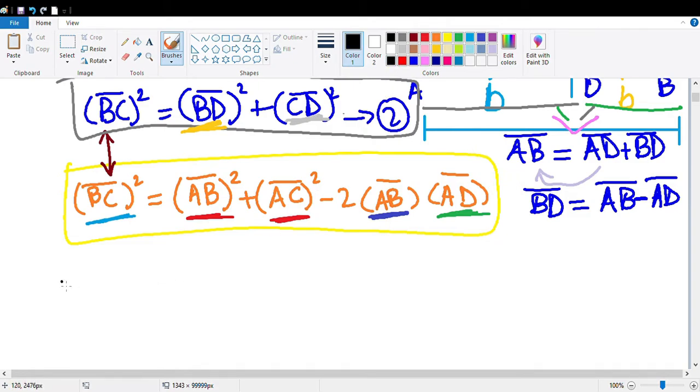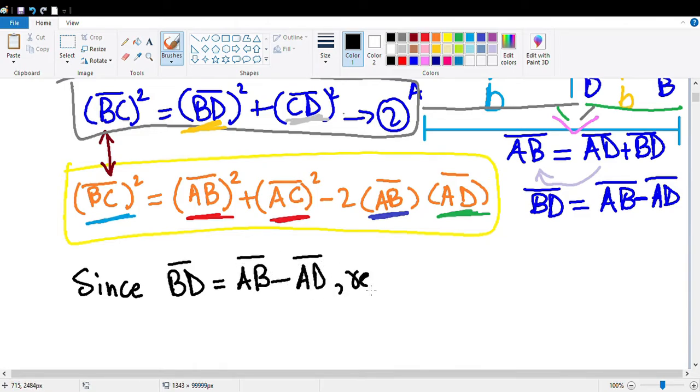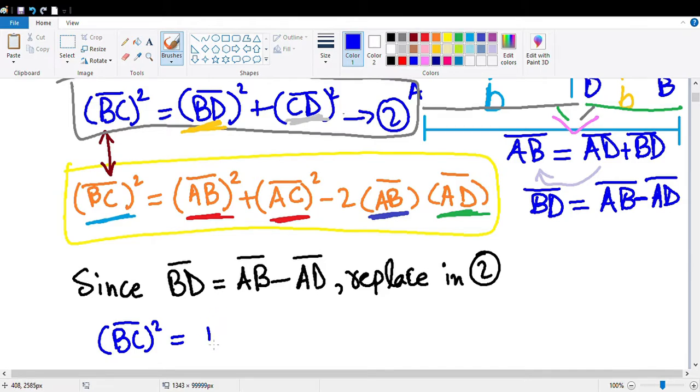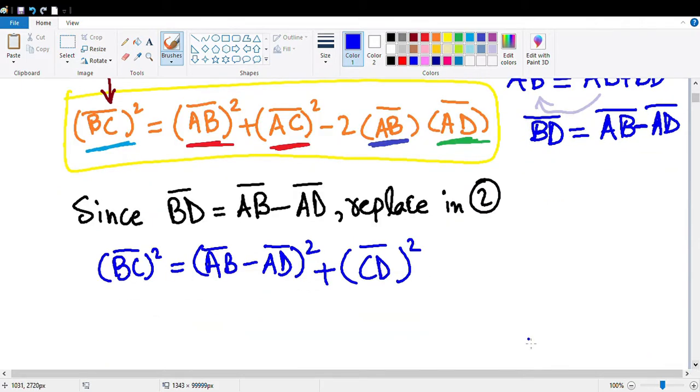So we are going to replace in equation number 2. Since BD is equal to AB minus AD, we replace it in equation number 2. So we have BC squared is equal to, replacing BD with AB minus AD. We had BD squared before, now it's AB minus AD whole square, plus CD squared. We know from the equation it's there. So this is our equation now.